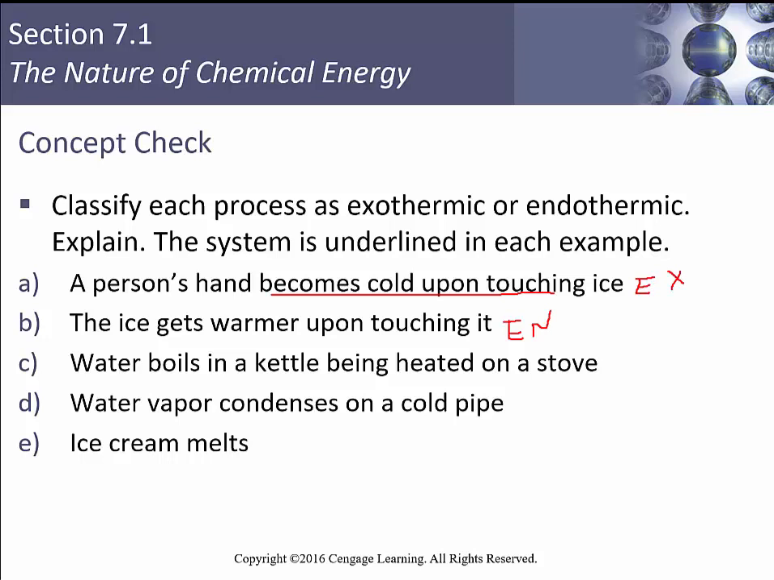Water is boiling in a kettle by being heated on a stove. The energy is being transferred from my surroundings, from my stove, into the water. That's going to be endothermic. If water vapor condenses on a cold pipe, you've gone from a gas phase, high energy, fast-moving molecules to cold, slower-moving liquid molecules. That's going to be exothermic.